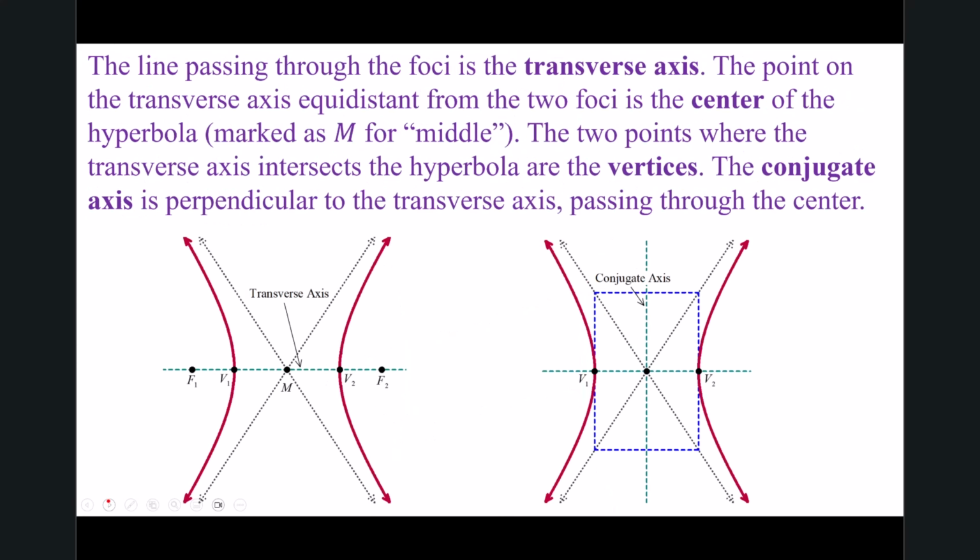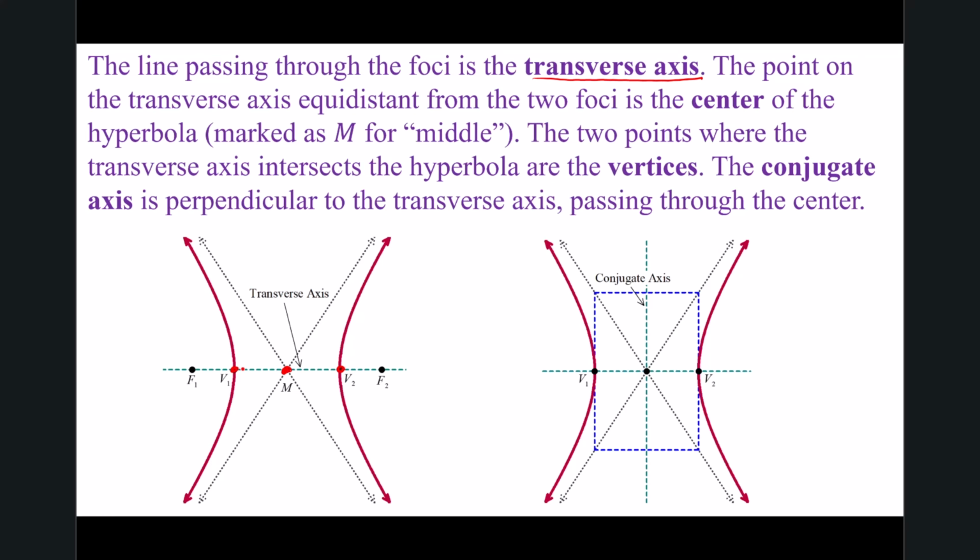For just some definitions, the line that passes through the foci we call the transverse axis. So on the picture on the left, that horizontal dashed line is our transverse axis. And the point that is equidistant from the two foci is the center of the hyperbola. That's this point right here. The 2 points where the transverse axis intersects the hyperbola are the vertices. So here are our 2 vertices. And notice the hyperbola opens around the 2 focus points.